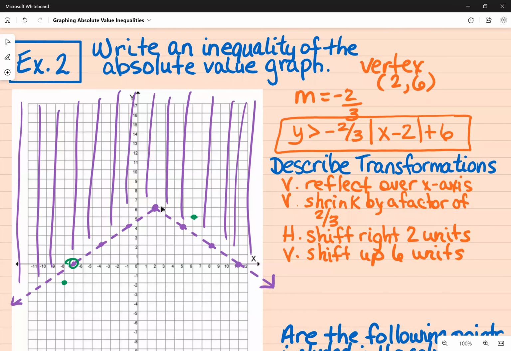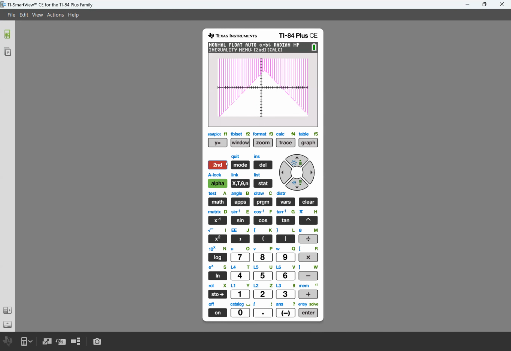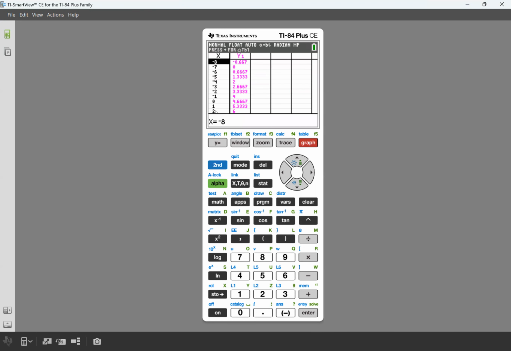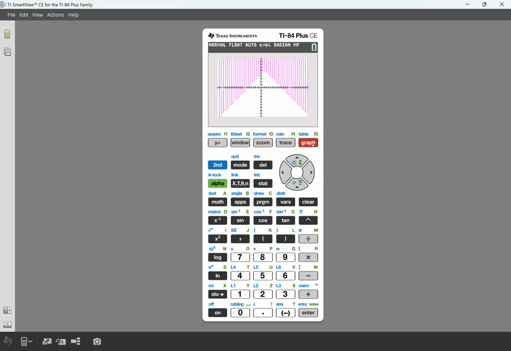And if I go back, this is what it looks like. Now, I want to verify that that's true. I said that I think the vertex should be (2, 6). So I'm going to go to my table, which is second graph. And where it's 2, it does say 6. So I know that I did that correctly.